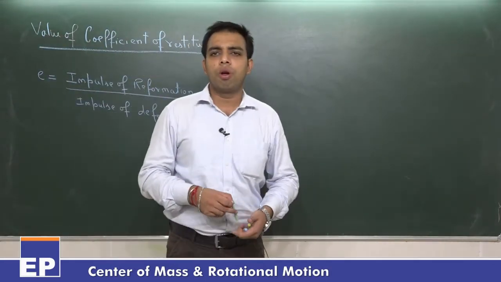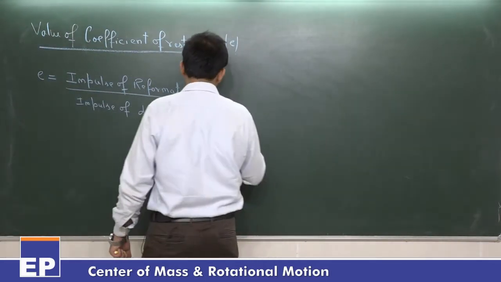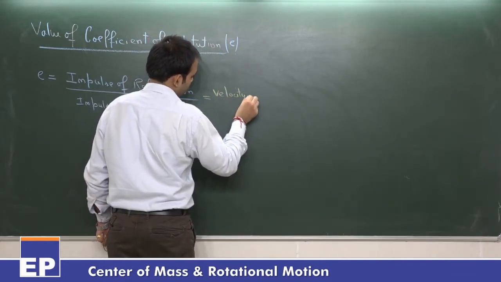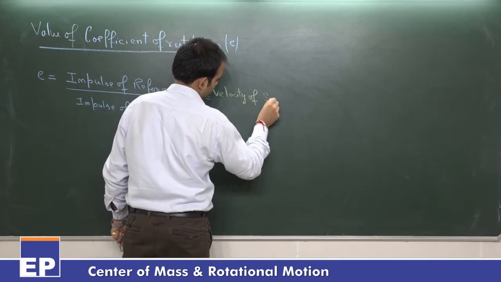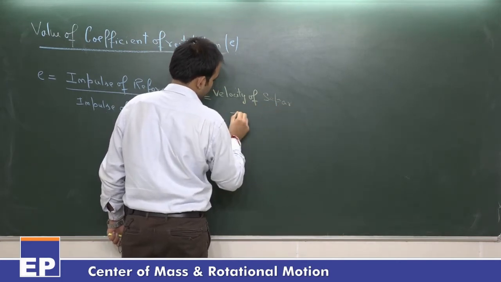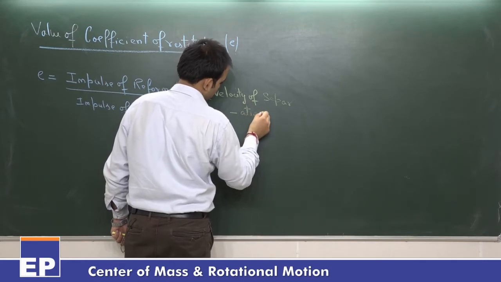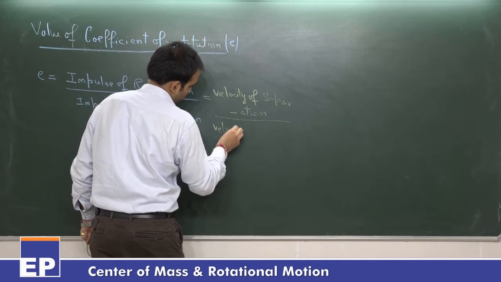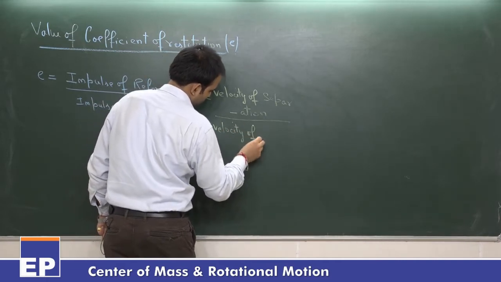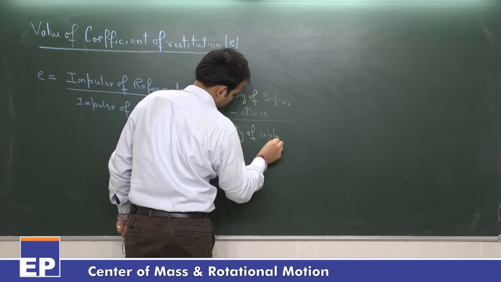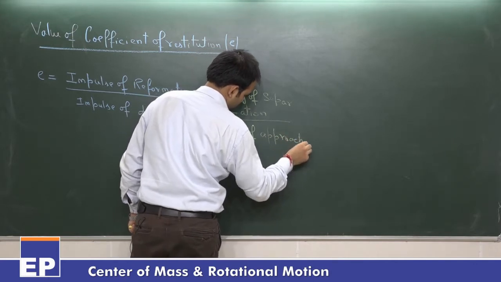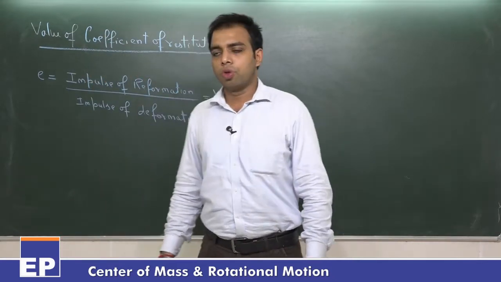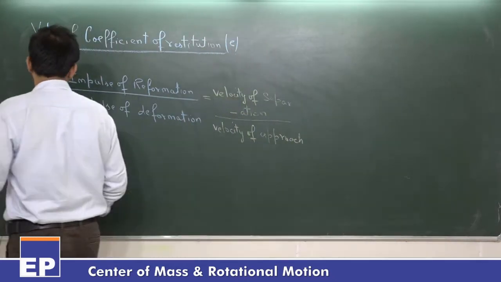Now the value of E depends on this, and we also derived one more formula: E is equal to velocity of separation by velocity of approach. It is equal to velocity of separation by velocity of approach.